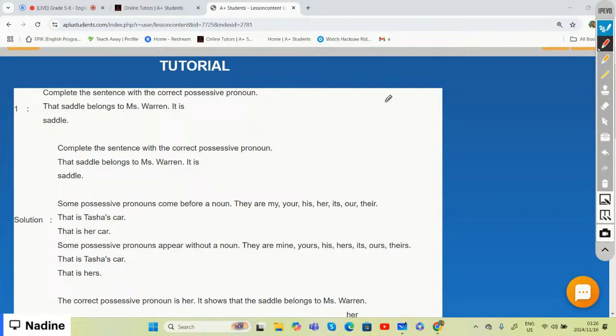All right. So if we say that the saddle belongs to Mr. Warren, then we need to add our possessive pronoun over here. It is saddle. If we refer to Mr. Warren's saddle, then what do we say? It is saddle. Something belongs to Mr. Warren. If something belongs to Mr. Warren, then what does it mean? We need to choose a pronoun that replaces Mr. Warren.